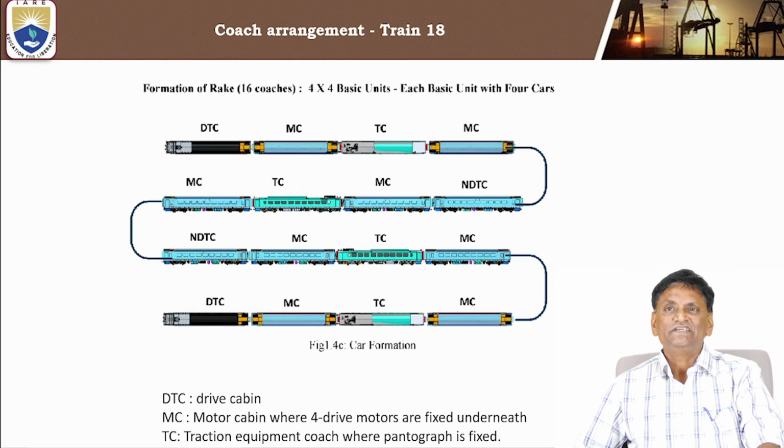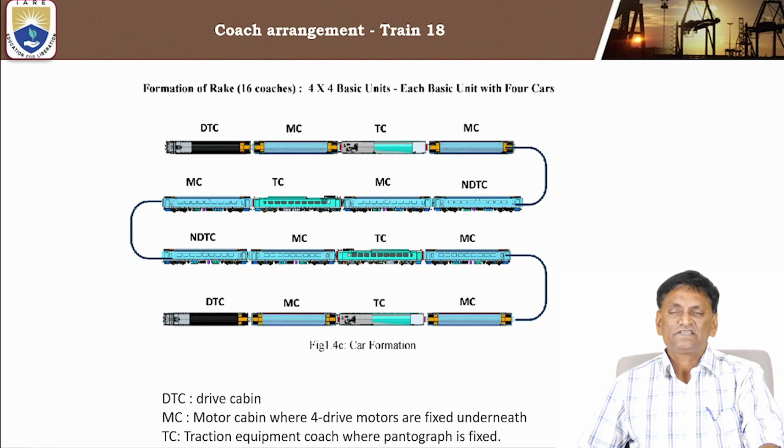TC coach is actually having, see, in electrical systems, power is not supplied like our domestic supply at 230 volts, and not even at 450 volts. It will be supplied at very high voltage, like 11 kV, 22 kV. In some places it is 25 kV or 32 kV. So normally it is 22 kV. Why is it 22 kV? Because for transmitting power over a long distance, the losses have to be minimized.